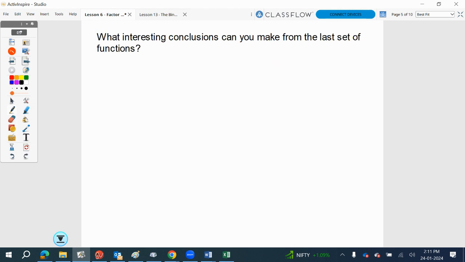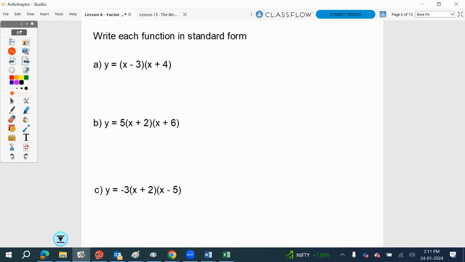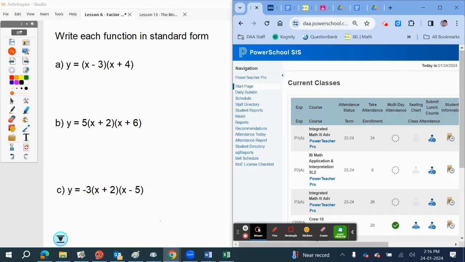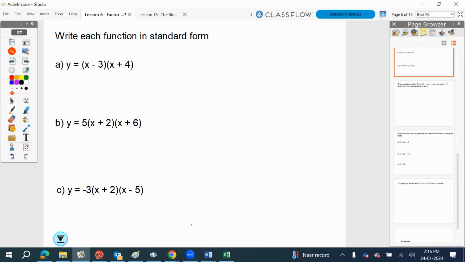So we've made our interesting conclusions. Next up, write these functions in standard form. So expand the brackets. Shortcut for this. So here for this first one, you should have expanded the bracket. I'm going to use a shortcut. So this first one, we get x times x gives us x squared. We're always going to get a trinomial. We're going to get an x squared, an x, and a number.